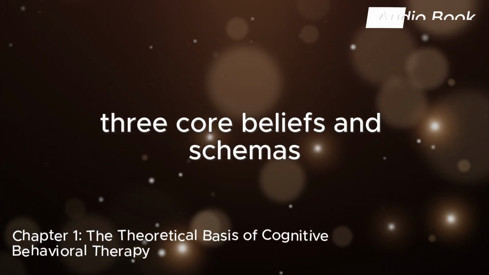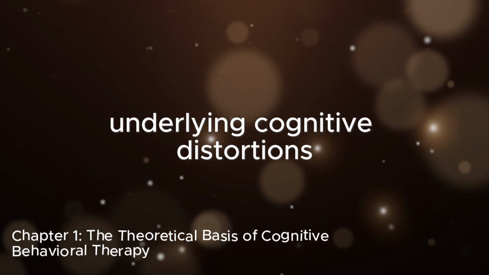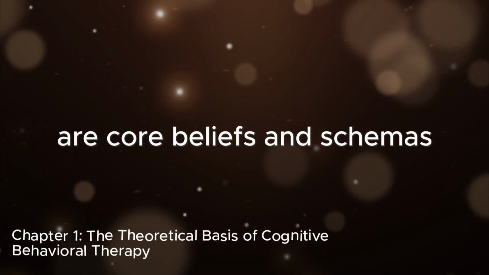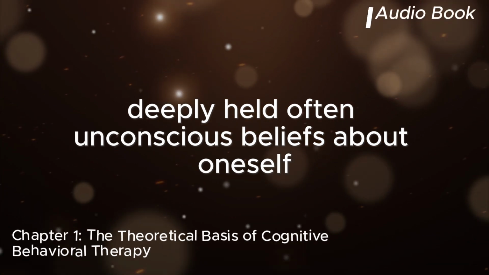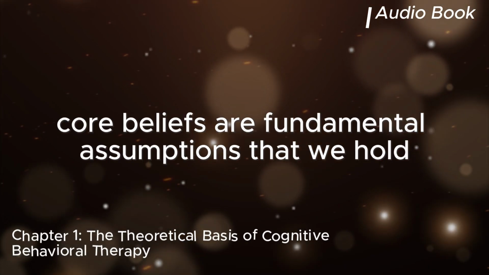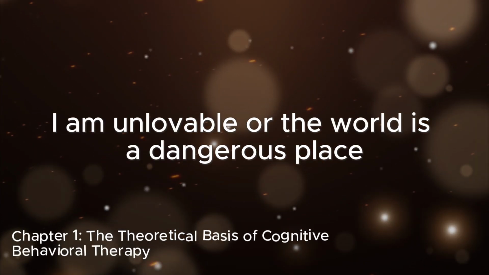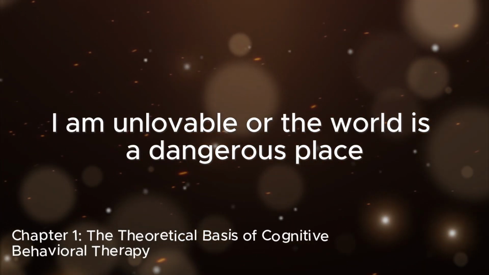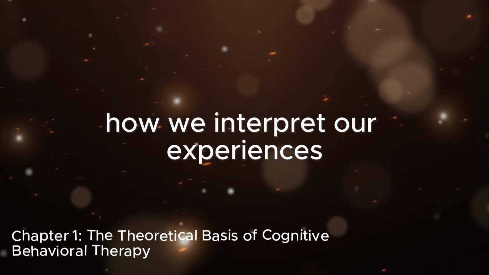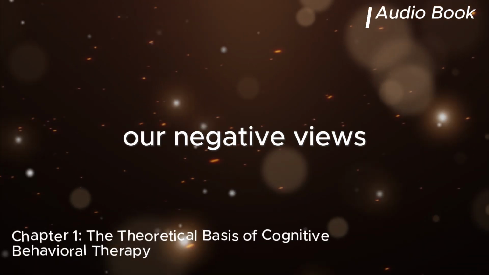3. Core beliefs and schemas. Underlying cognitive distortions are core beliefs and schemas, deeply held, often unconscious beliefs about oneself, others, and the world. Core beliefs are fundamental assumptions that we hold, such as, "I am unlovable," or "the world is a dangerous place." These beliefs influence how we interpret our experiences and can lead to patterns of thinking that reinforce our negative views.